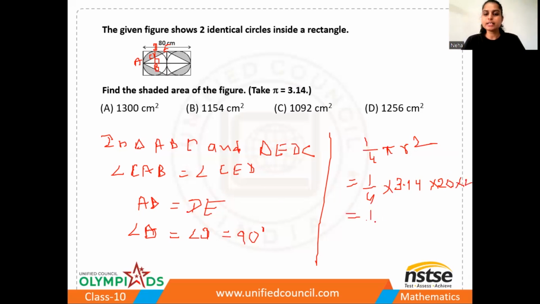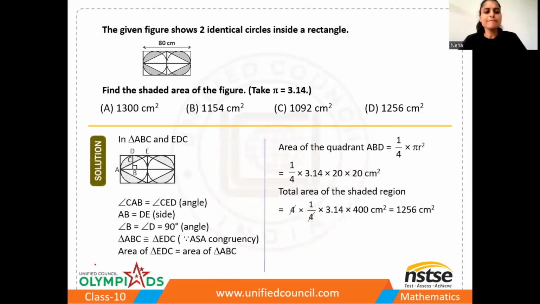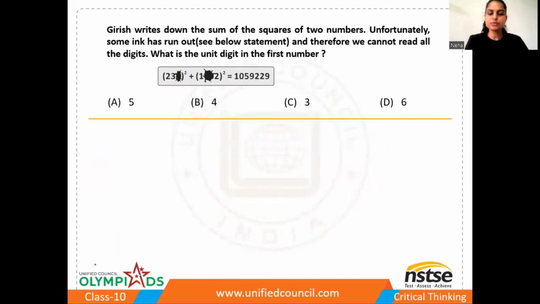So the total area, if I am taking the total area, then it will be 4 multiplied by 1 by 4 multiplied by 3.14, and this I can write 400, okay? Which is equal to 1256. That means some calculation is there, yes, I can see, but the question is quite logical and a very good example of a very good question. Perfect. That's nice. Now, let's move to the next question, my dear students.